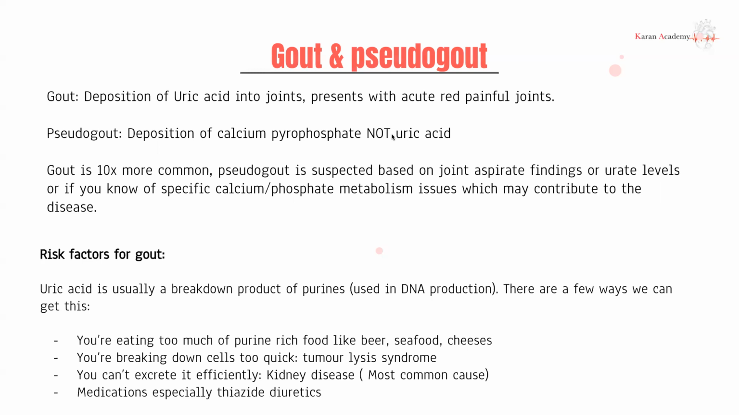So what are the risk factors for gout? And we'll stick to gout for most of this talk because it's the more relevant one. It's what you'll see most commonly. So what is uric acid and how is it made in your body? It's a breakdown product of purines.